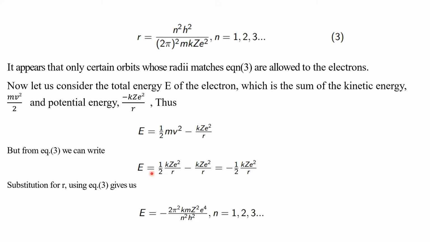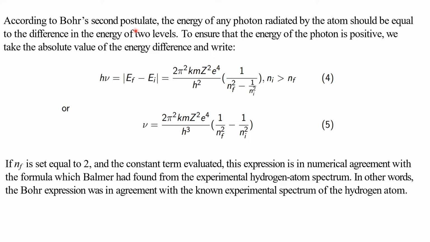So, we get E is minus half k z square by r. If we substitute the value of r here from equation 3, we get the expression for energy E as minus 2 pi square k m z square e to the 4 by n square times h square. According to Bohr's second postulate, the energy of any photon radiated by the atom should be equal to the difference in the energy of the two levels.